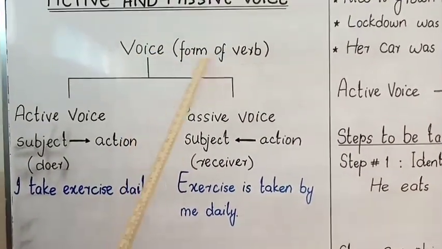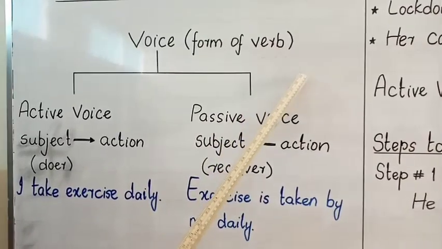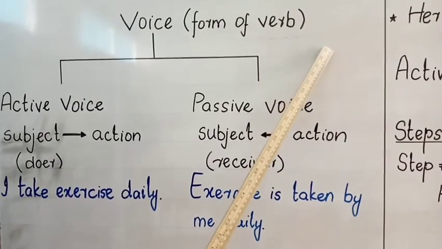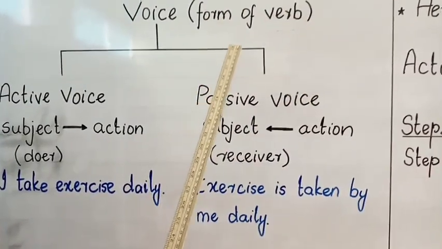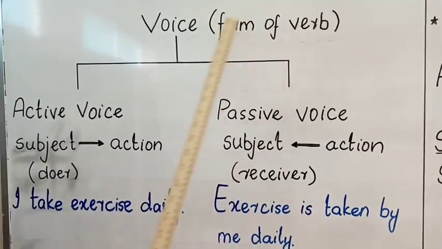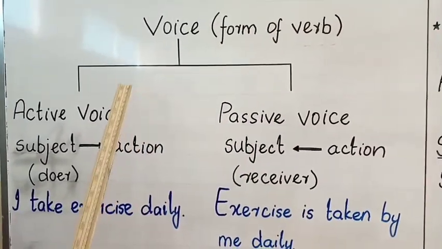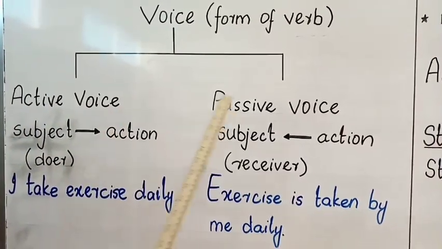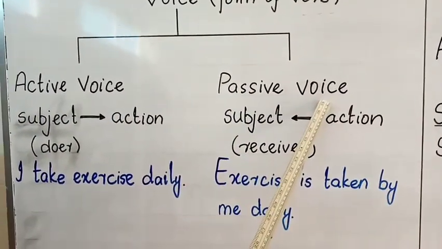Voice वर्ड की एक फॉर्म होती है जो हमें ये बताती है कि सब्जेक्ट कोई एक्शन कर रहा है या कोई एक्शन सब्जेक्ट के ऊपर किया जा रहा है. सो अकॉर्डिंग टू द फॉर्म ऑफ वर्ब देयर आर टू टाइप्स ऑफ वॉइस. फर्स्ट वन इज एक्टिव वॉइस एंड द सेकेंड वन इज पैसिव वॉइस.